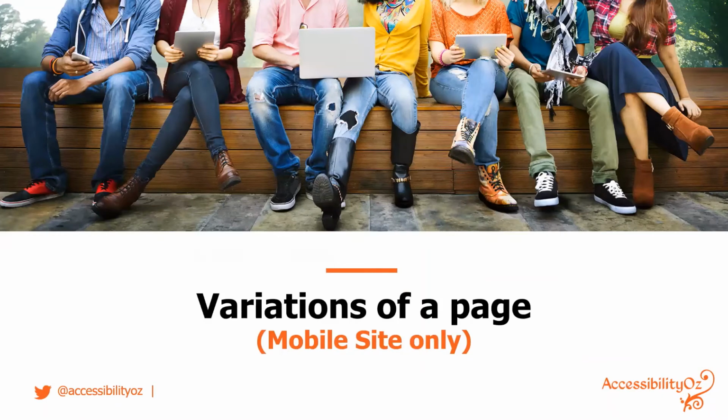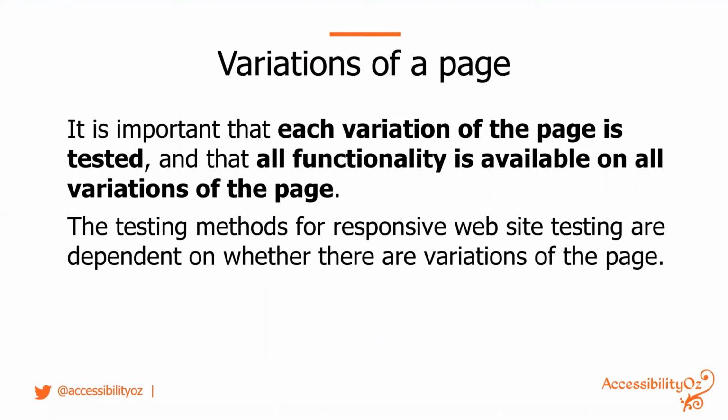Now you need to talk about variations of a page. Variations of a page happen with responsive sites only. It's important that every variation of the page is tested and all functionality is available on all variations of the page. That doesn't mean it needs to look exactly the same. You can hide content, etc., but you must be able to access all the content on each variation of the page.